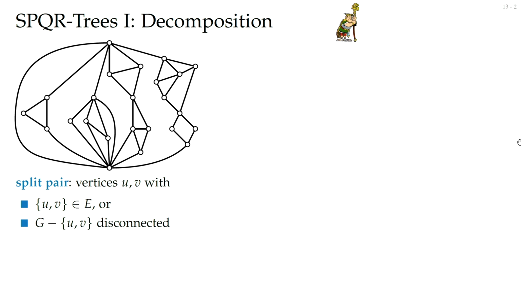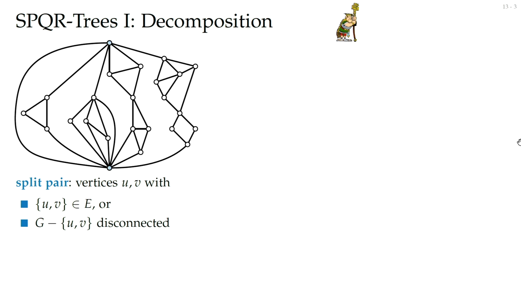So since it's biconnected but not 3-connected, it means that there are at least 2 vertices. If we remove these 2 vertices, then the graph becomes disconnected. And these are the split pairs that we want to find. And again, we have to cheat a bit. We also have to use edges here as smaller components. So a split pair tells us either the two vertices are connected, or if we remove the two vertices, then the graph becomes disconnected. So any edge gives us a split pair if we also look at edges in between.